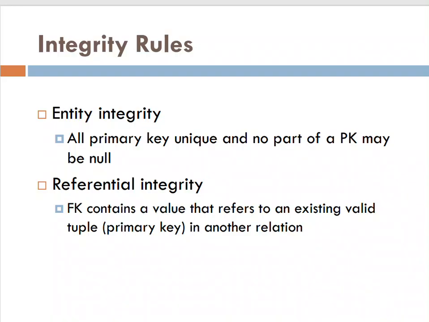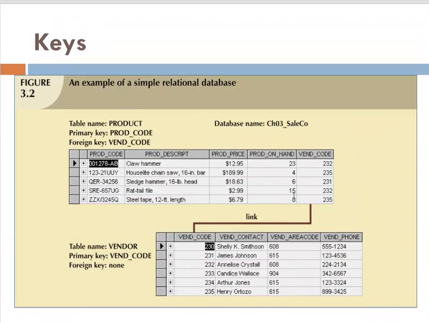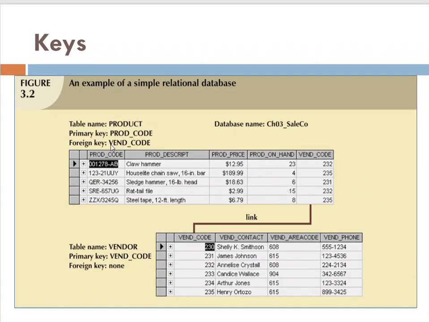Okay, next is referential integrity. Referential integrity means a foreign key, FK, contains a value that refers to an existing valid tuple or primary key in another relation. Contohnya macam ni, let's refer to this table. Untuk entity integrity, product code dan vendor code adalah primary key bagi table masing-masing. Product code adalah primary key bagi table product dan vendor code adalah primary key bagi table vendor.